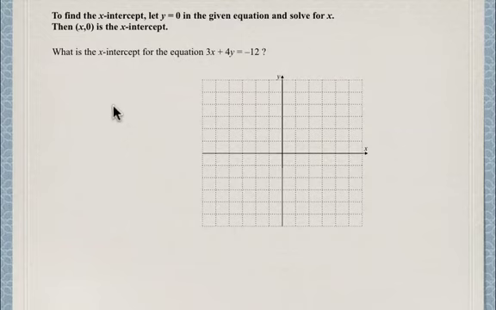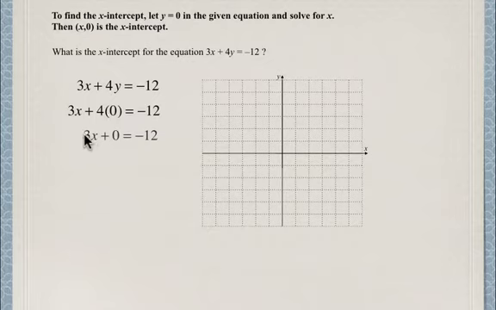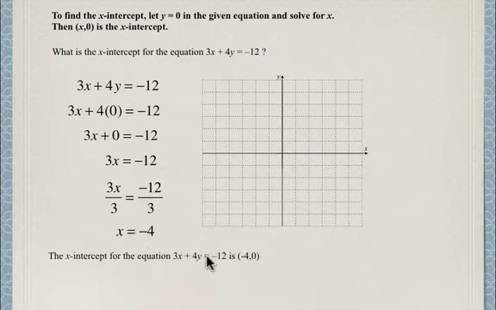The first thing we have to do is write our equation and sub in y equals 0. 4 times 0 is 0, and 3x plus 0 is 3x. Now we have to isolate x by dividing both sides by 3. So we end up with x equals -4, and that means our x-intercept for this equation is (-4, 0). So when we graph this line, we know it's going to pass through this point, (-4, 0).